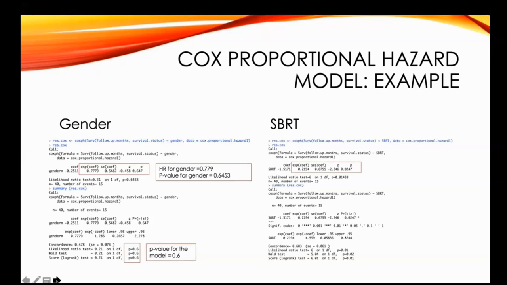Next, we'll go to SBRT. Here, the hazard ratio is 0.22, and the p-value is 0.024. And so SBRT is a predictor of survival. And this makes sense because that's what we saw when we did the log rank test. And then when we look at the overall model, that p-value is also statistically significant. So gender is not a predictor for overall survival in this data set on univariate analysis by Cox regression, but SBRT is. So SBRT has a statistically significant impact on survival as a univariate coefficient.